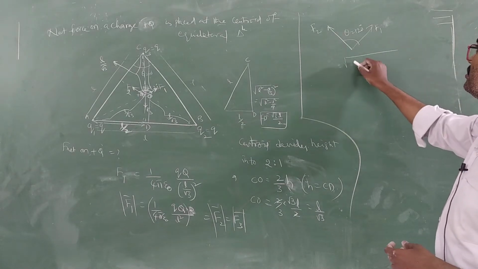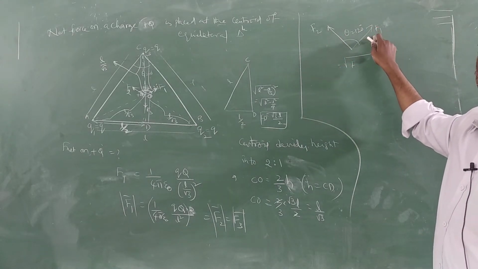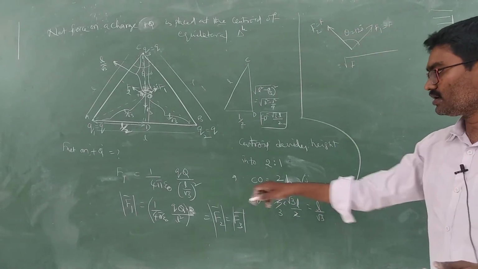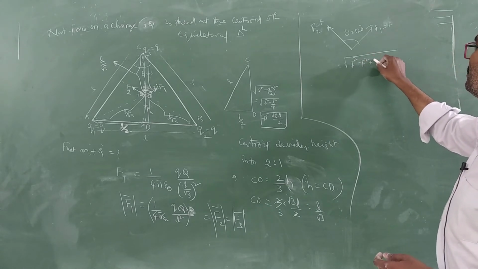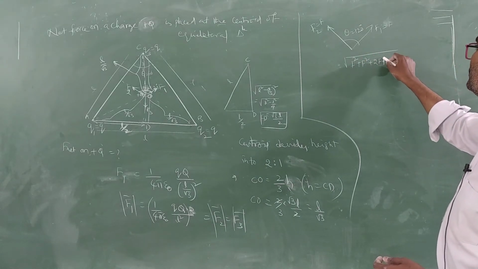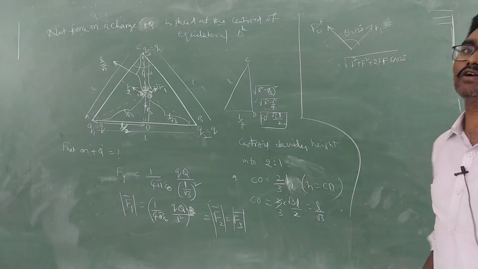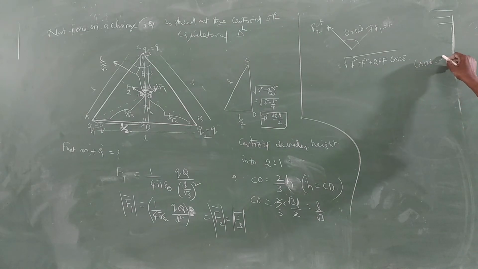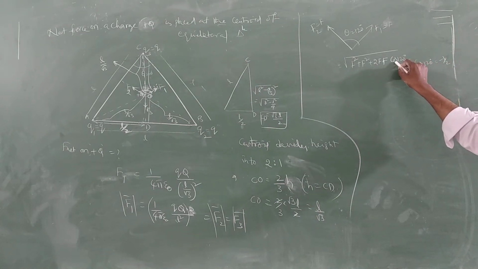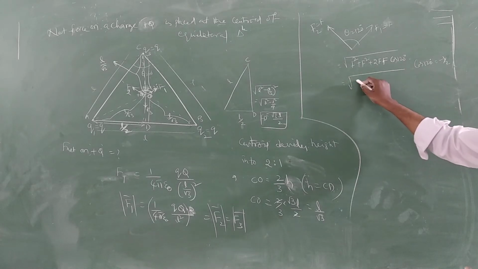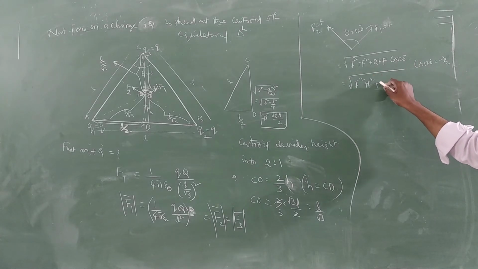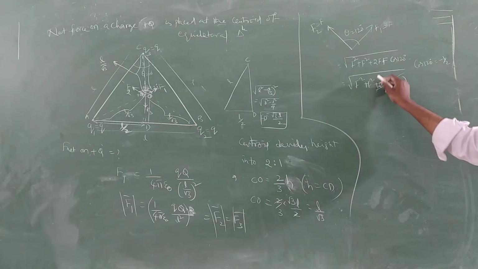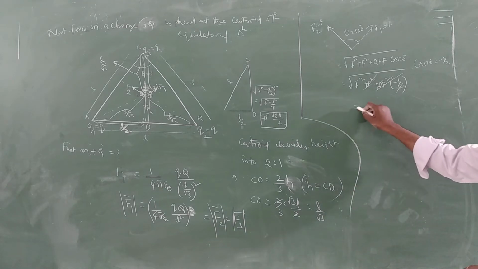Using the parallelogram law, it is F1 square plus F2 square plus 2F1F2 cos theta. F1 and F2 are both the same value, so I write F square plus F square plus 2F into F cos 120. What is cos 120? Minus 1 by 2. Replacing it, F square plus F square plus 2F square into minus 1 by 2. The 2 cancels, this is minus F square, and F square cancels. Only F.